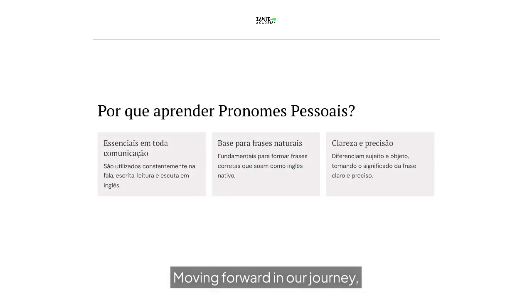Moving forward in our journey, let's explore why learning personal pronouns is so important. Personal pronouns are essential in all forms of communication. You might not realize it, but we use them constantly when we speak, write, read, and listen in English.